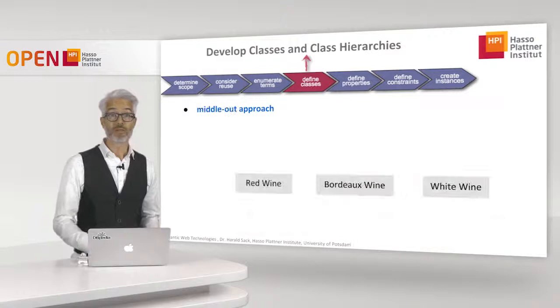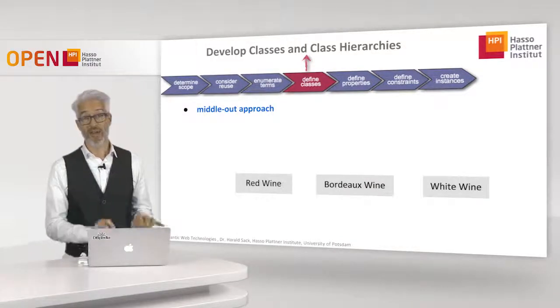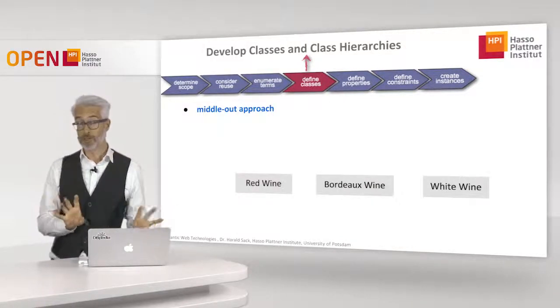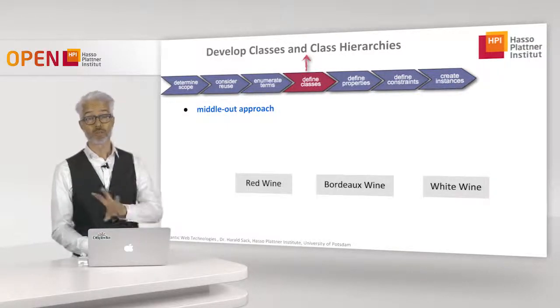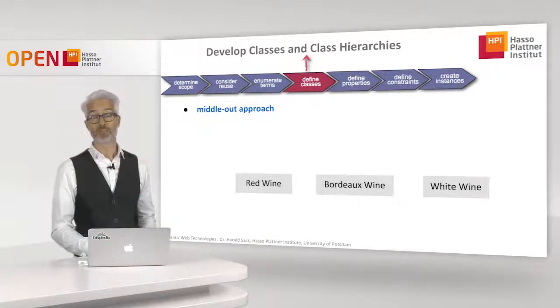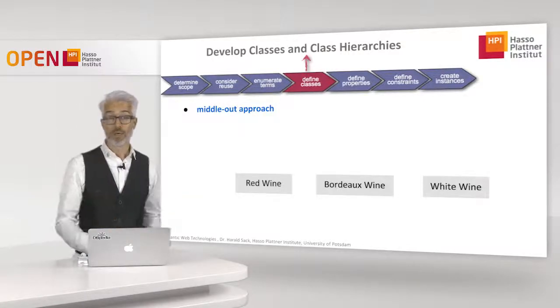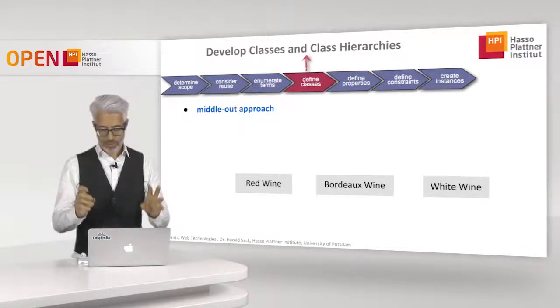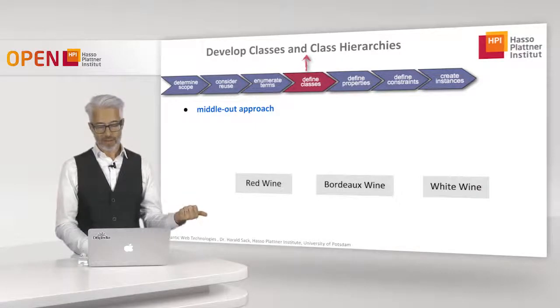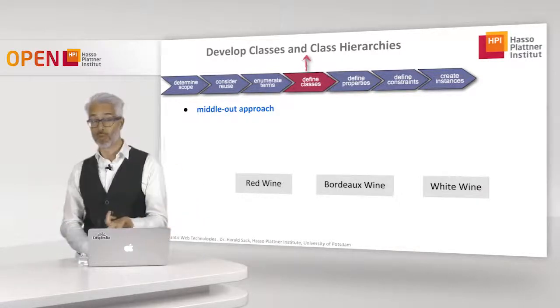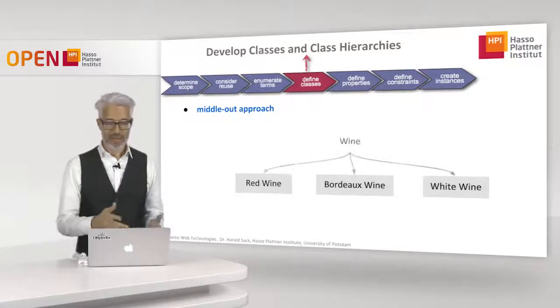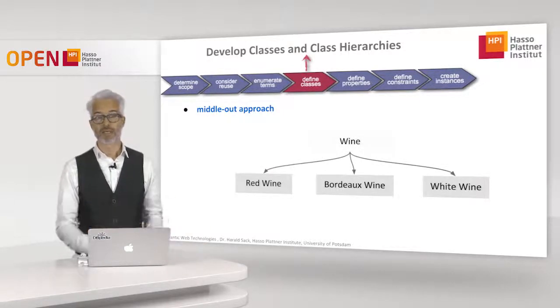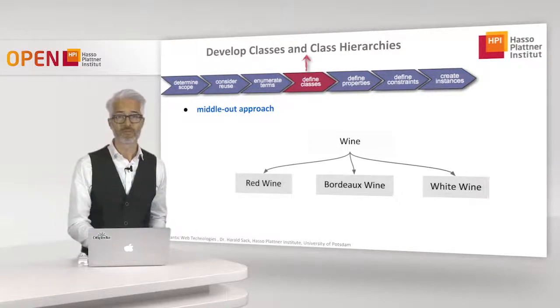So both approaches sometimes, or most times, lead to different results in the resulting ontology. And then there is also the so-called middle-out approach. There you start with the most important concepts for your class hierarchy, according to the application you have in mind. And possibly you say, okay, for my wine application, the most important concepts would be red wine, Bordeaux wine, and white wine. Okay, and then you simply start, for example, to gather things together and say, okay, all of these are wines, so therefore wine would be a superclass of these three.